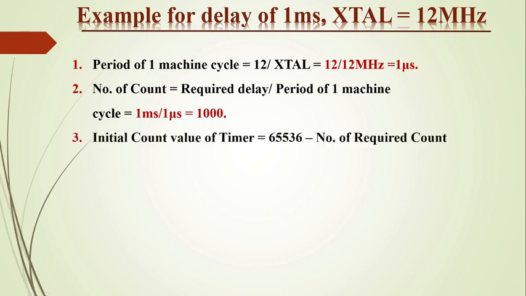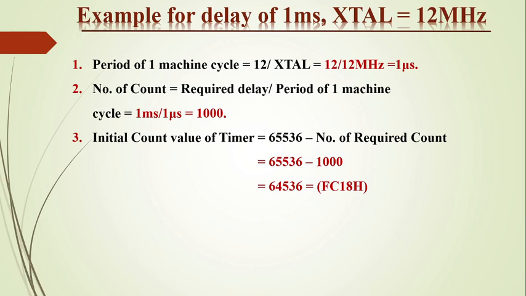Now to find the initial count value of the timer, we have to subtract this required count from the maximum count. So 65,536 minus the number of required counts. We are subtracting this required count, that is 1000, from the maximum count, and we get the value 64,536. After converting it into hex, we get the value FC18H.